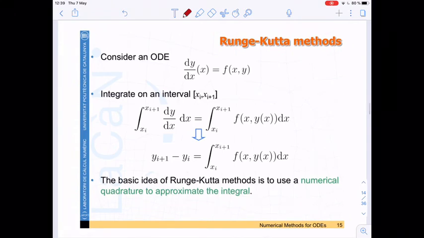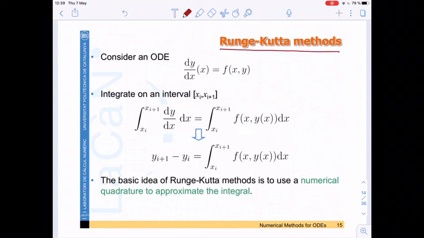Okay. Is it possible to obtain numerical methods for ODEs of higher order? Can we think of a method where the approximation error decreases not as h, but maybe as h squared, h cubed, or even h to the power of 4? The answer is yes, such methods exist. They are the so-called Runge-Kutta methods.